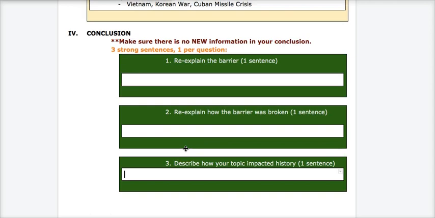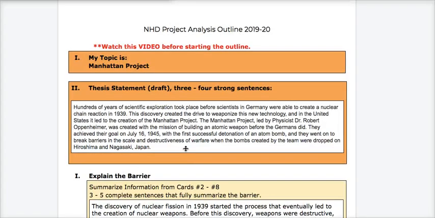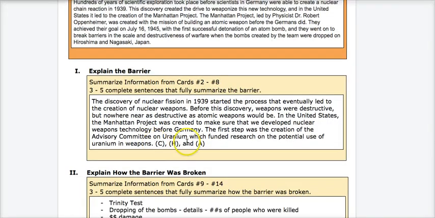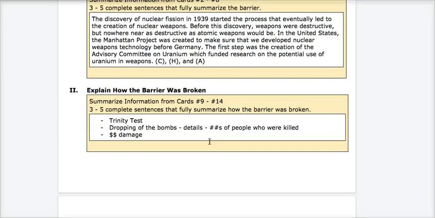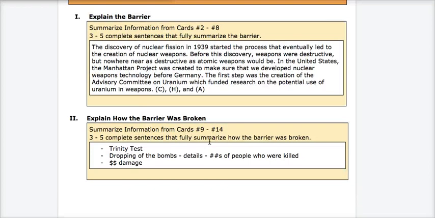So, a 3-sentence conclusion. At the end of this, you've basically written a 5-paragraph essay about your topic, but you've used your note cards to do that. If you have any questions, please make sure that you ask your teacher. Couple key things: make sure you're writing in complete sentences, make sure you're listing your sources at the bottom, and make sure that you are putting all of the important information about your topic in the box where it belongs.